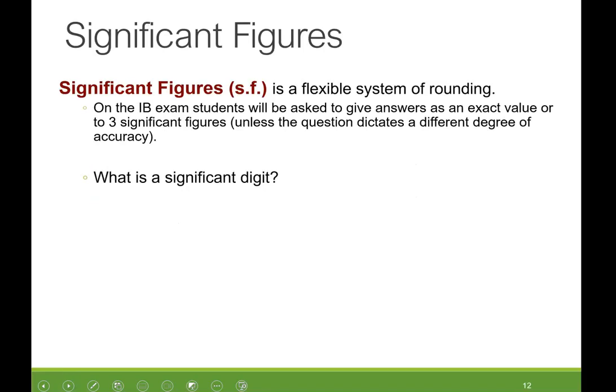So in this class, the standard direction is that you should write your answer as an exact answer or rounded to 3 significant figures, unless otherwise stated. If there's no direction in terms of how you should write your answer, that is the standard expectation for all IB: you give an exact answer or an answer that's rounded to 3 significant figures.